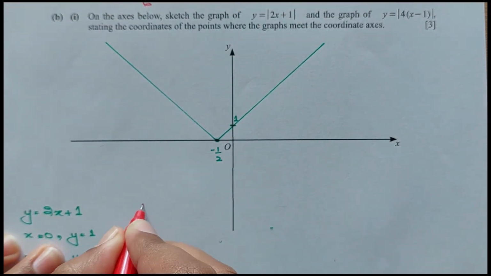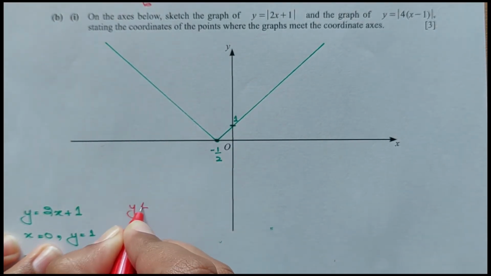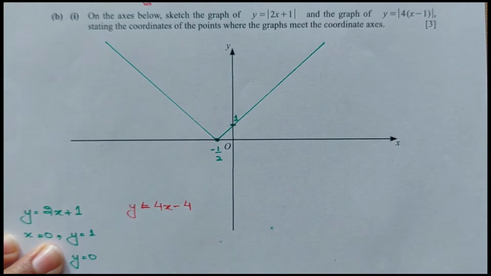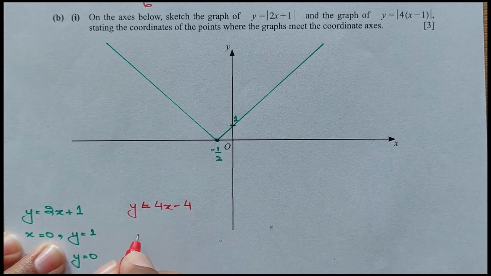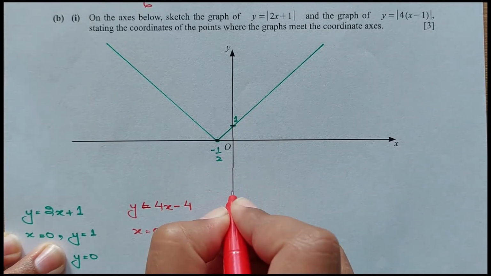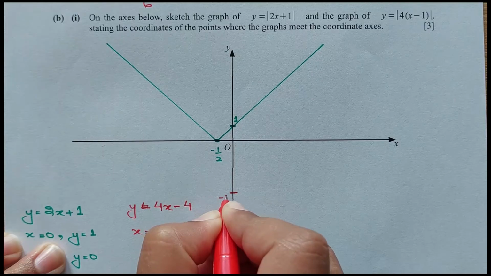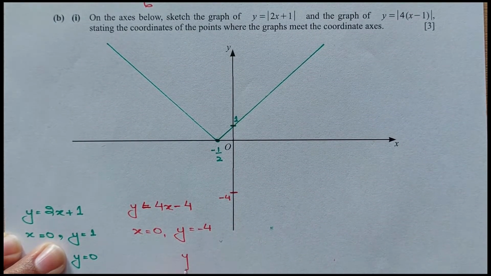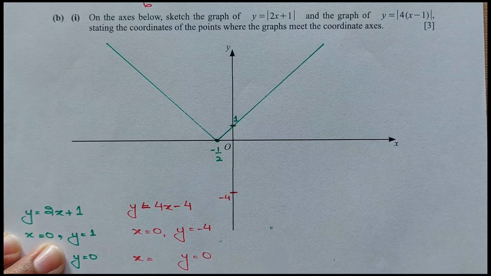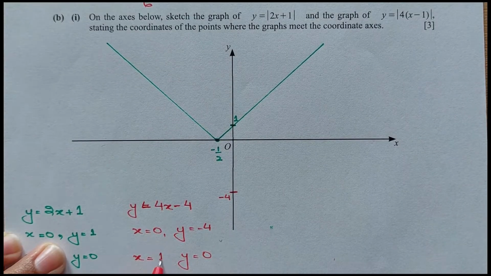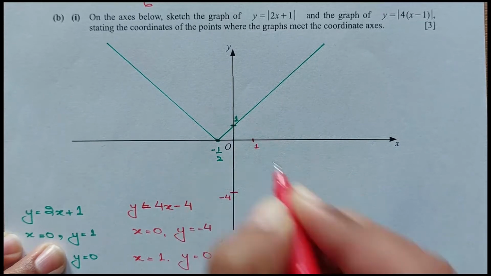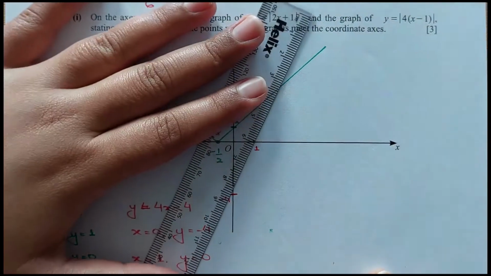Okay, now let me do the second one. The second is y equals 4x minus 4, right? So the x-intercept and the y-intercept. Again, when x equals 0, the y value is negative 4. Okay, y equals negative 4 is over here. Let's say this is minus 4. And when y equals 0, what is the x? When we put y equals 0, x equals 1, right? So x equals 1 is this point, right? So let me connect these 2 points as well.